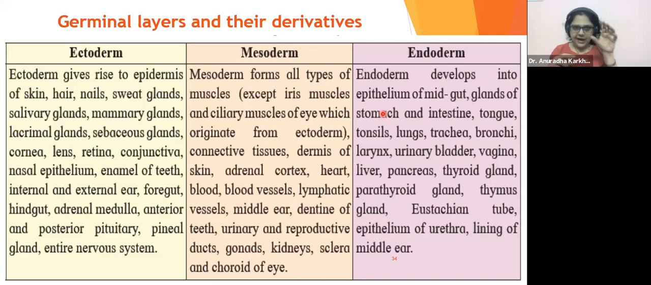Liver, a gland. Pancreas, gland. Thyroid, gland. Parathyroid, gland. Thymus, gland. Eustachian tube, hollow. Correct? Epithelium of urethra, hollow. Lining of middle ear, hollow. So wherever you find space, hollowness, cavities, it's everything going to be endoderm. Okay?